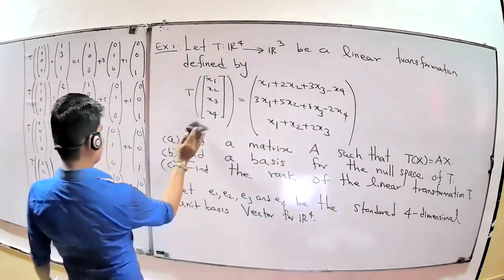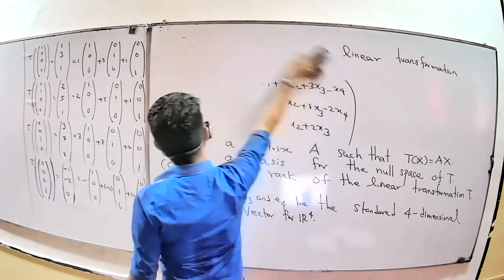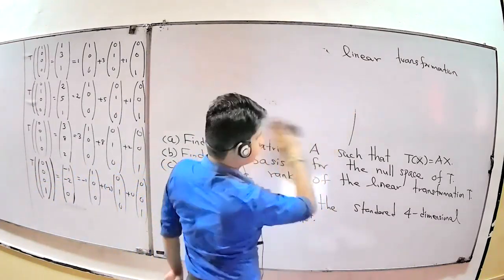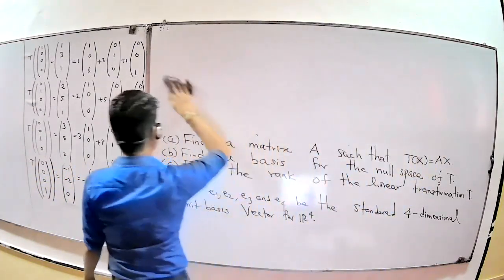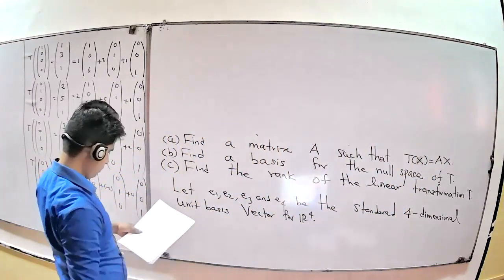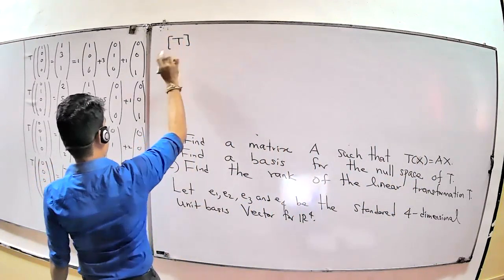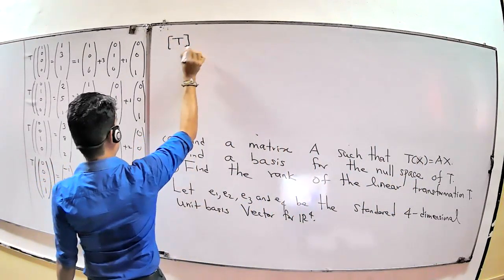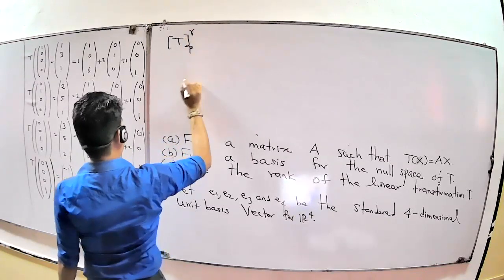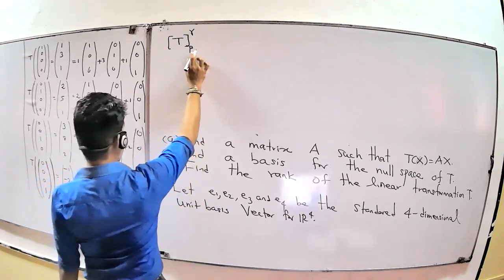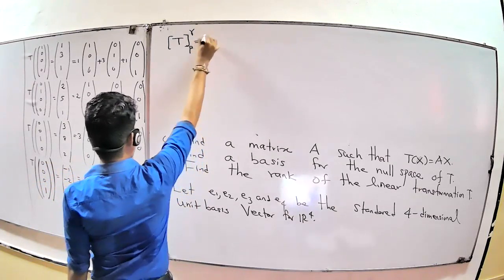Now your A is... each one you can draw represented by T. You can put here beta is the ordered basis for R^4, gamma is the ordered basis for R^3. This one equals your A, which represents matrix A.